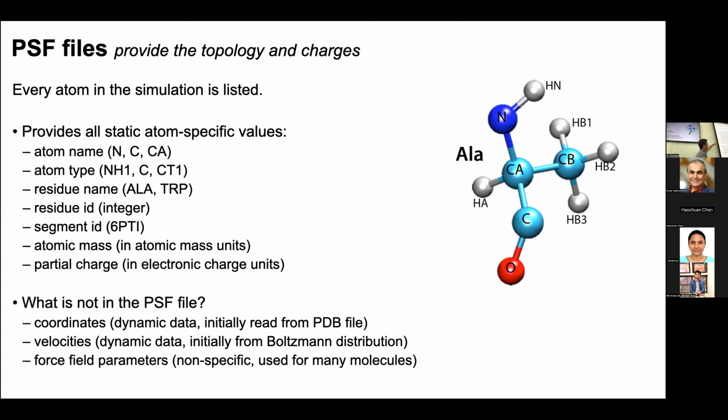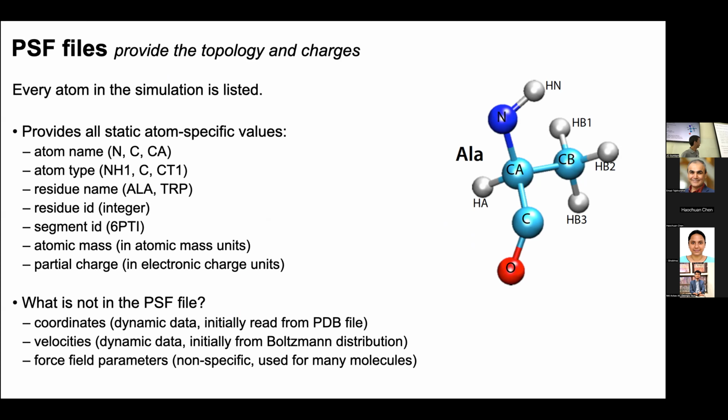It also has atomic masses. You think, what are we doing in a simulation? We're really just doing Newtonian mechanics, F equals ma. Well, okay, you have to have m to do F equals ma. So that's stored in the PSF file. And then I mentioned these charges, in particular these partial charges on the different atoms, that's also stored in the PSF file.